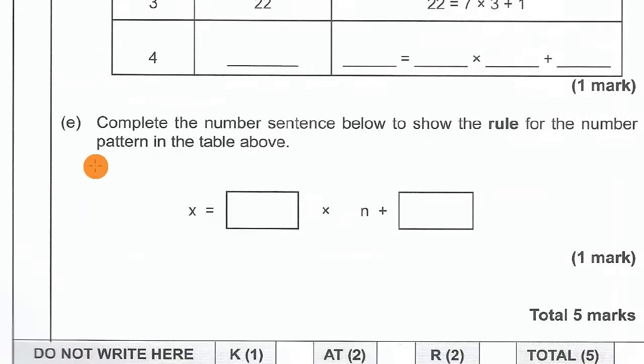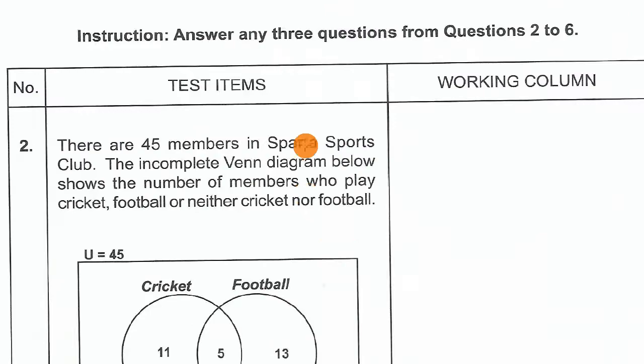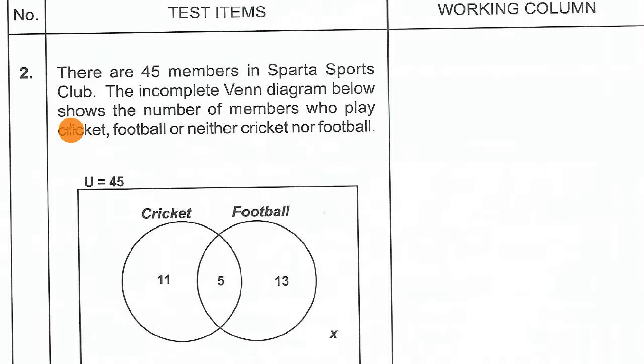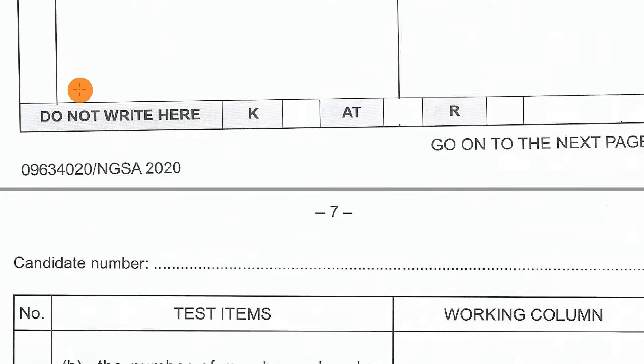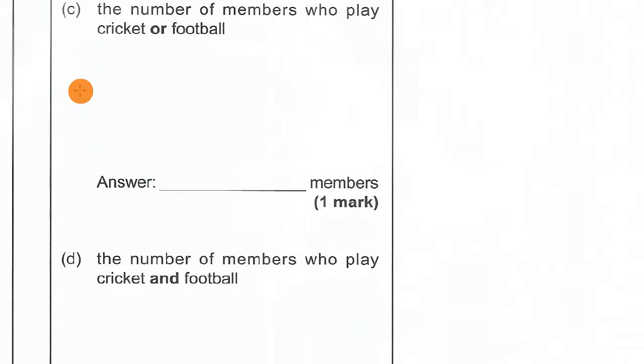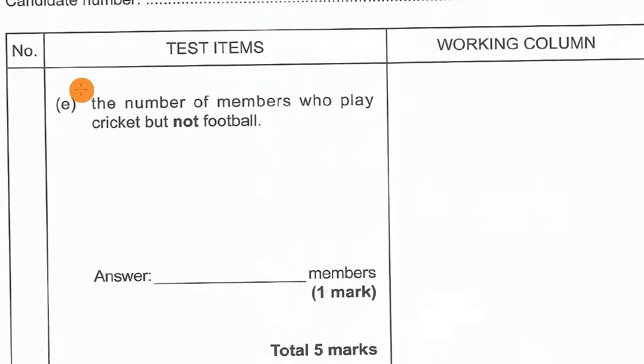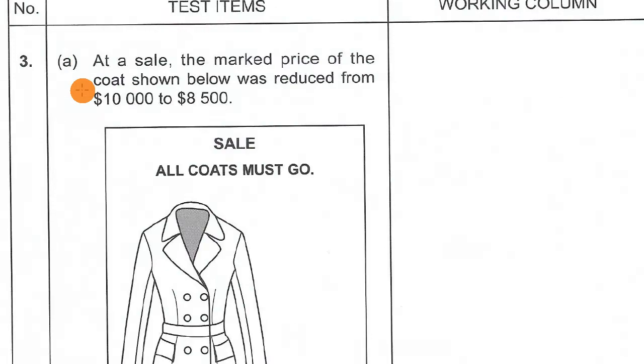Part E of the problem, complete the number sentence below to show the rule for the number pattern in the table above. So essentially, question 1 tests your ability to recognize patterns. So similarly, we treat question 2 with Venn diagrams. Four parts. Question 3, and so on and so forth. This is a consumer arithmetic type problem.